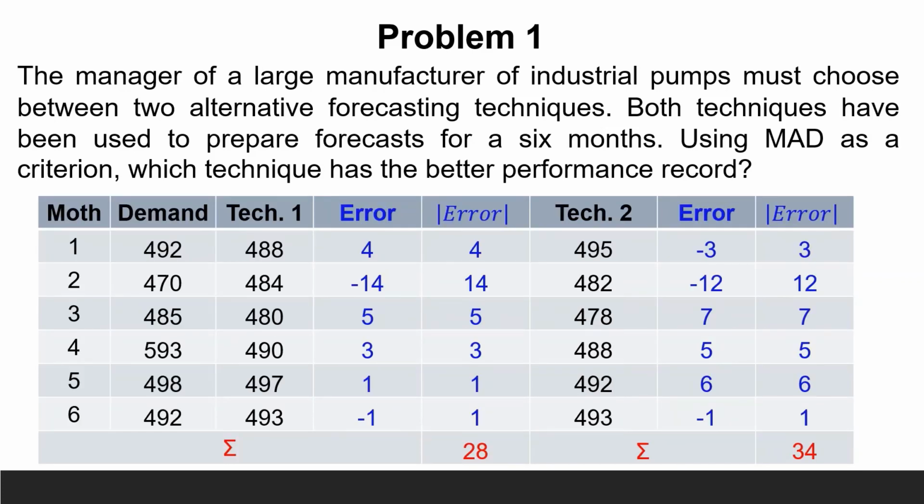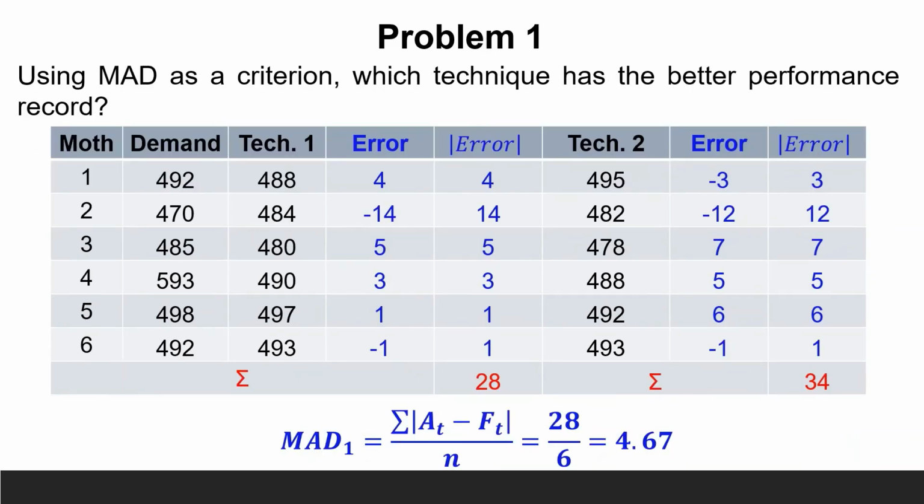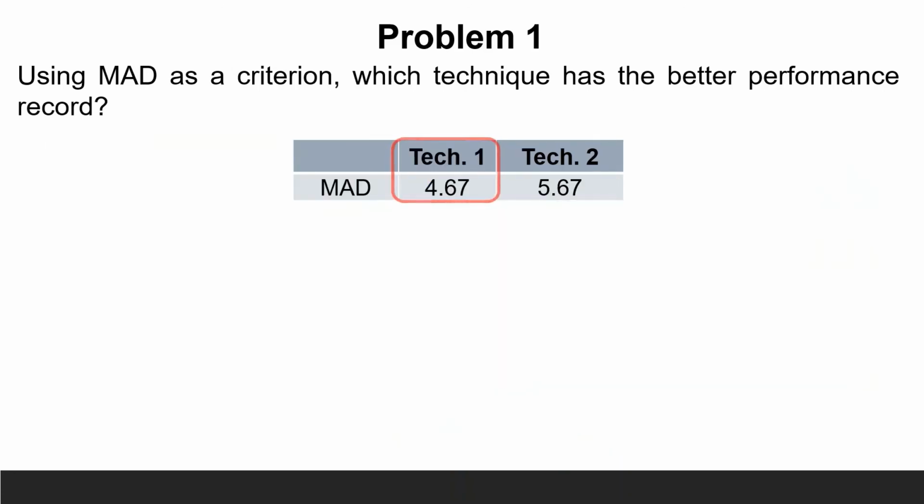We know that MAD equals the summation of the absolute values of the errors divided by the number of given data, n. So we have to calculate the error and its absolute value for each technique using the given data as shown in this table. After that, compute the summation of the absolute value of errors. After that, calculate the MAD for each forecasting technique. For the first technique, MAD1 equals 28 divided by 6 equals 4.67, and for the second technique, MAD2 equals 34 divided by 6 equals 5.67. Obviously, the MAD for the first technique is lower, so its performance is better than the second one.